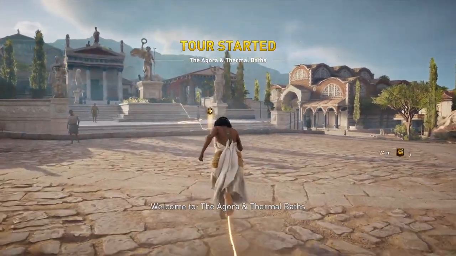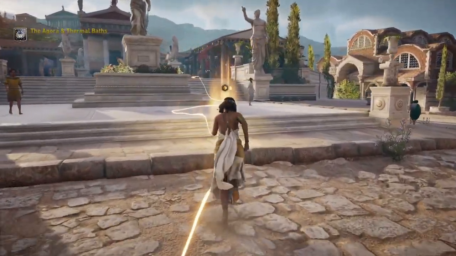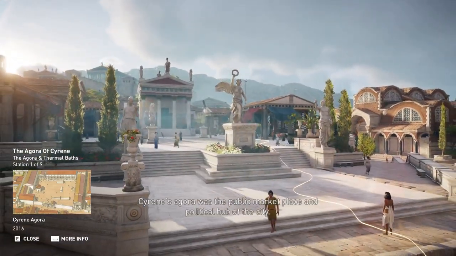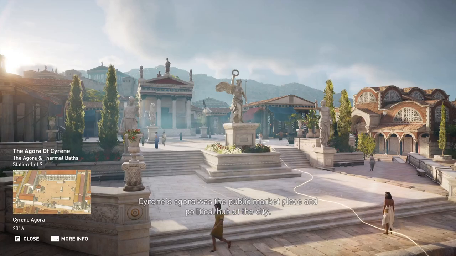Welcome to the Agora and Thermal Baths. Cyrene's Agora was the public marketplace and political hub of the city.